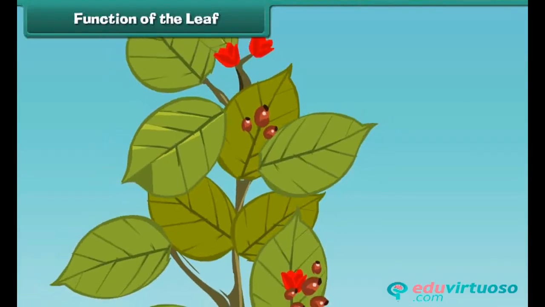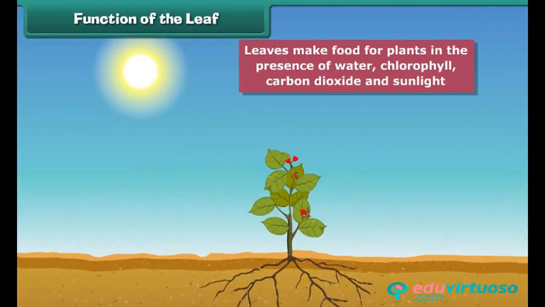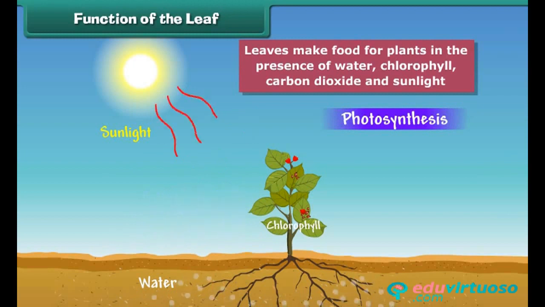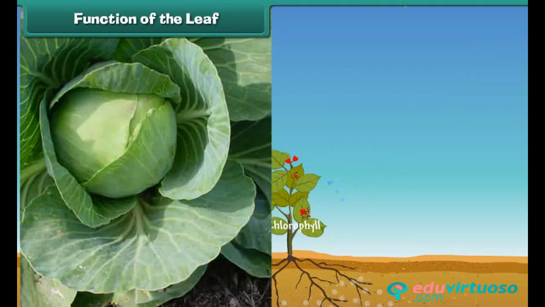Next part of the plant is leaf. It is the green part of the plant that is borne on the stem. They are of different shapes. Some are round, some are long, and some are triangular. The edge of a leaf is known as margin, and their margins are also different like their shapes. Some of them have straight margins, while some have uneven margins.